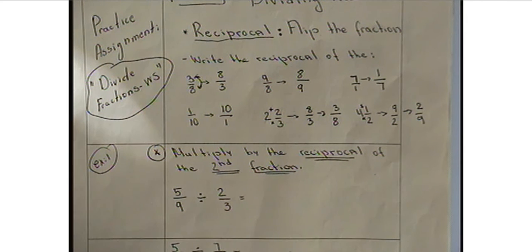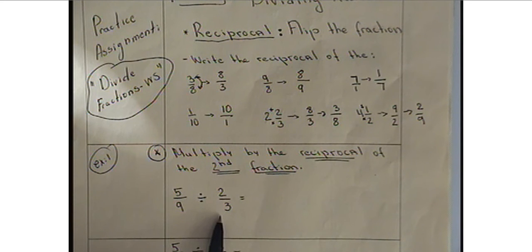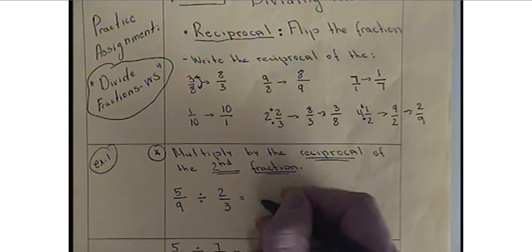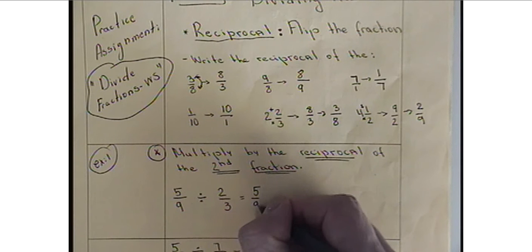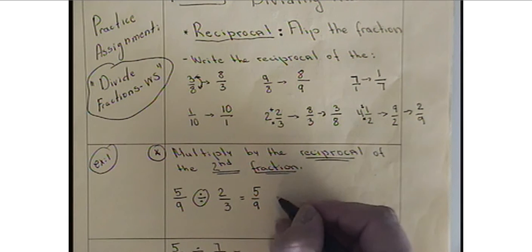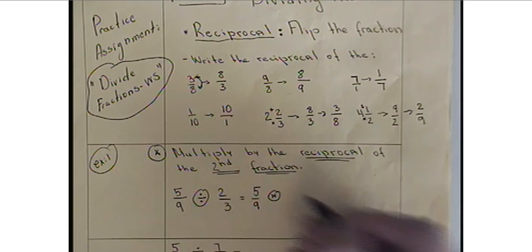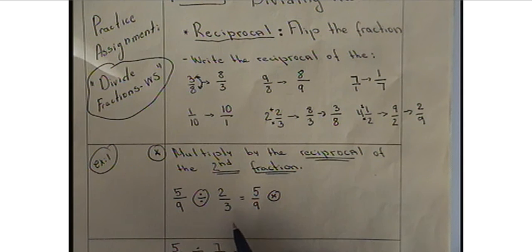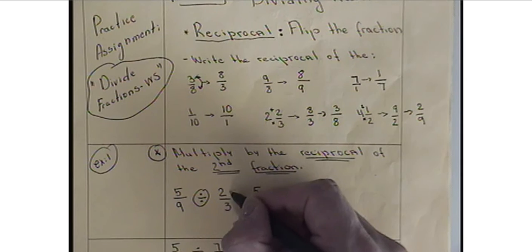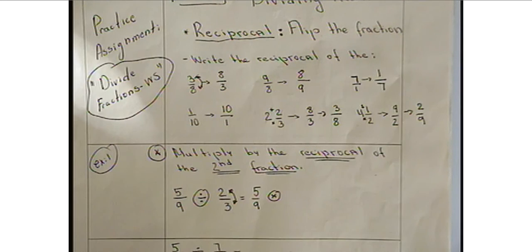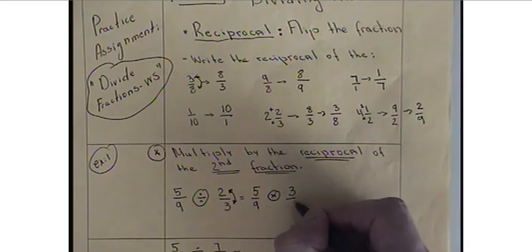If we divide 5/9 divided by 2/3, in order to calculate this and finish the example, you have to write this down. We're going to copy the first fraction, 5 over 9. Then we change the division sign into a multiplication sign. And then for this second fraction, we are going to flip the numbers and make it the reciprocal. So it will be 3 over 2.